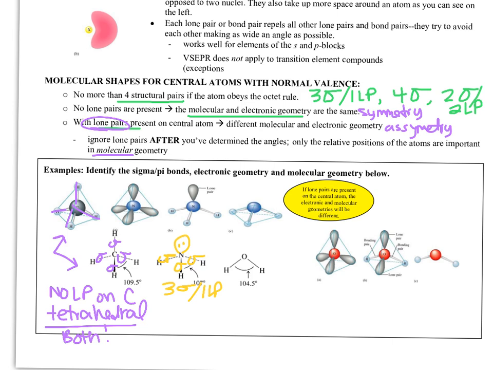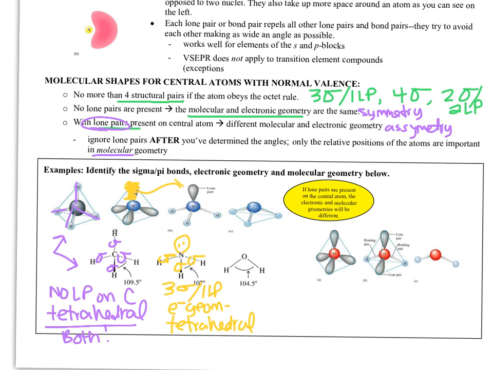So notice this still has 4 things, so the electron geometry is still tetrahedral when I look at it, because there's still 4 things around the center. But when I look at the actual shape, we do not see that lone pair. So what we end up seeing with the shape is just how the atoms are arranged.